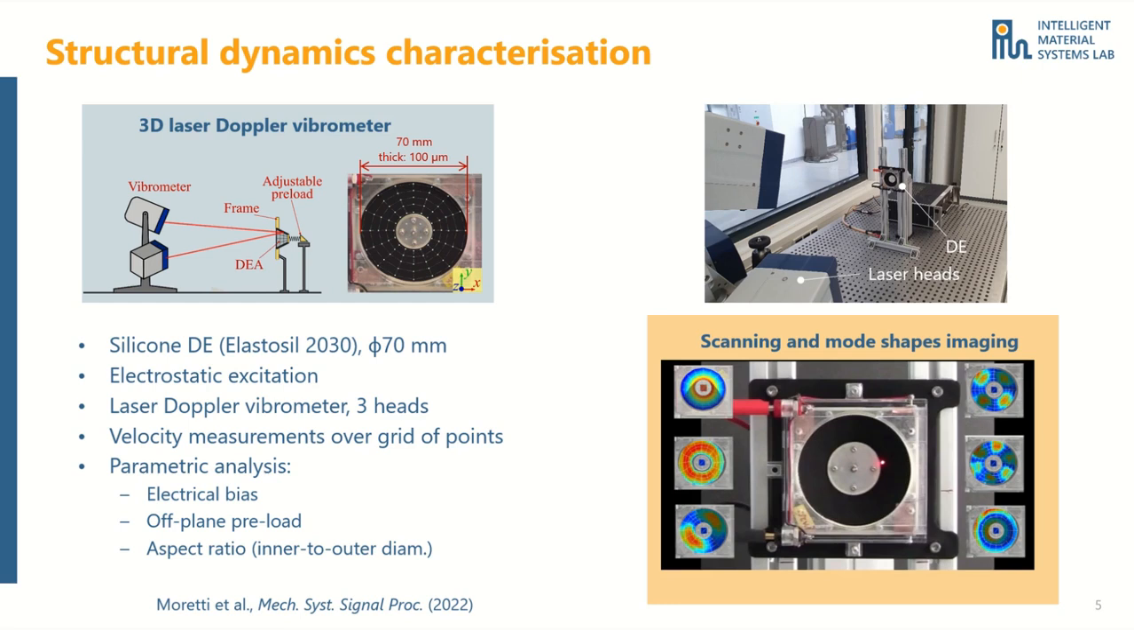We performed this type of analysis for a broad range of different operating conditions, changing, for example, the applied bias voltage, the out-of-plane displacement, or the proportions of our specimens. You can find all the results of this analysis in a paper that we published in Mechanical Systems and Signal Processing.